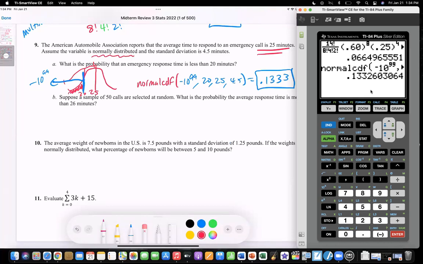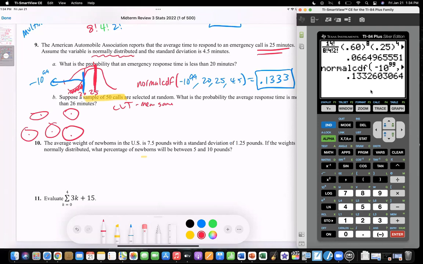For part B, it says now suppose a sample of 50 calls. So now we're not looking at everyone, we're looking at a sample. So now we're going to have to use our central limit theorem, which says the mean is the same, because when we're looking at samples, we're looking at the sample mean, the average from each of these samples. If I look at a whole bunch of samples, some might be a little lower, some might be a little higher, but they should average out to the mean.